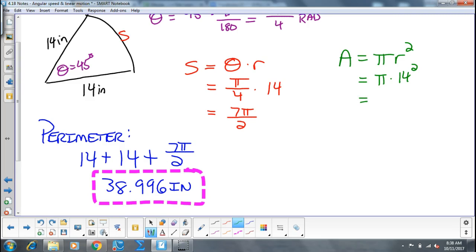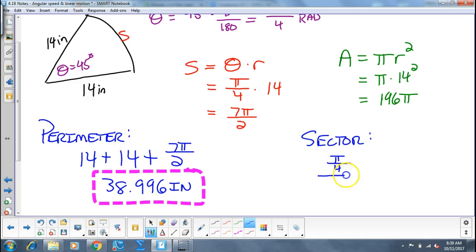Plus 14, is that 196? All right? But I only want a portion of it. So the area of my sector is going to be pi over 4 divided by 2 pi, because that's the part of my circle that I have. Or I could have done 45 degrees divided by 360 degrees. That's the part of my circle that I have.